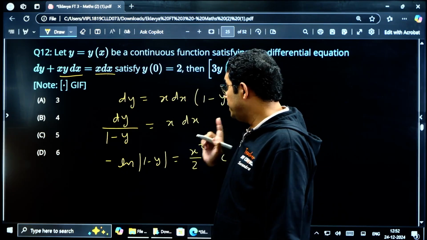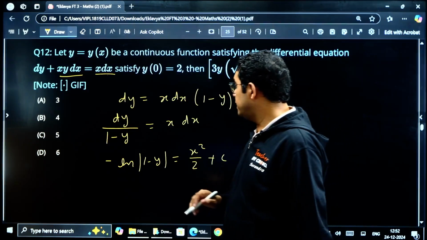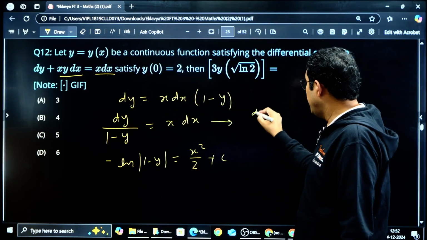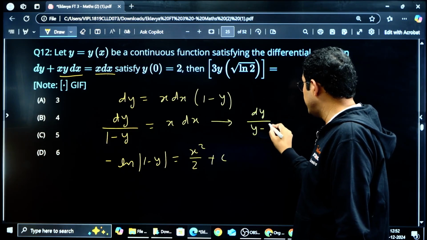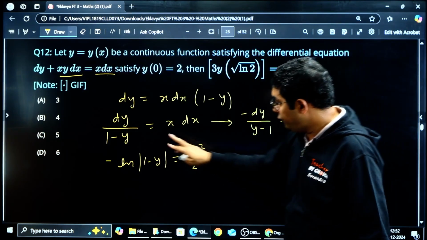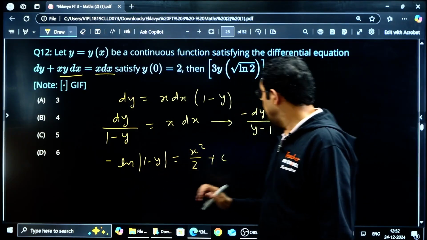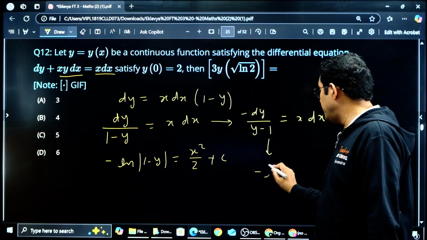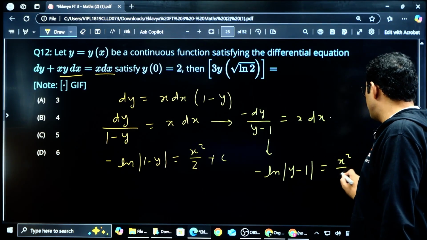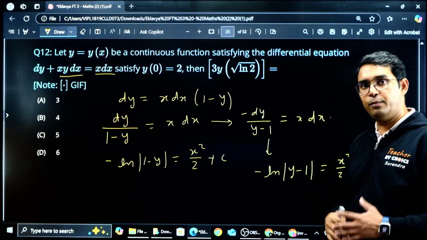Okay, so please listen carefully. To keep this function continuous, it will be better if I write this expression here as dy upon y minus 1 is equal to x dx. Why I am saying so? Because if you are having 1 minus y in the denominator, then you tend to write like this. But if you are having like this, then your integration will be ln of y minus 1 is equal to x square by 2 plus c. They both are same thing, because the mod of 1 minus y and mod of y minus 1, they both are same thing.